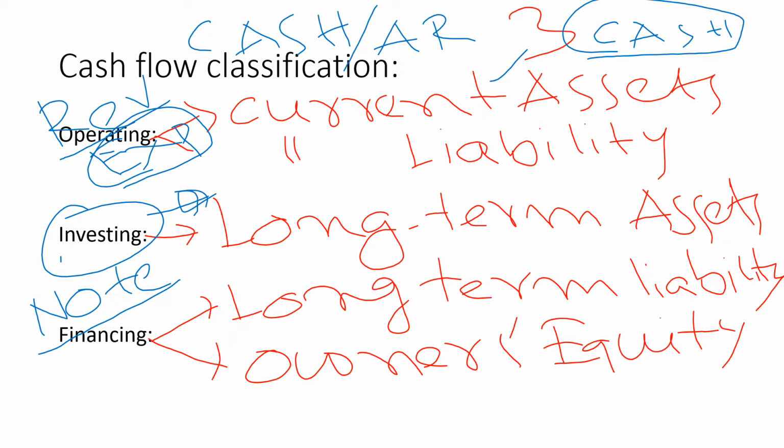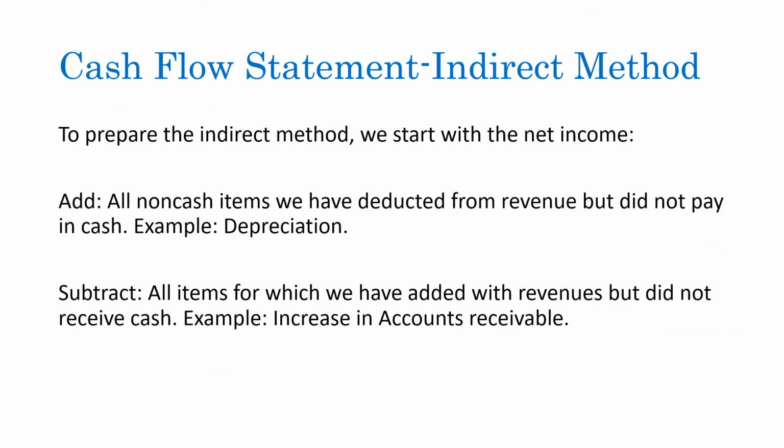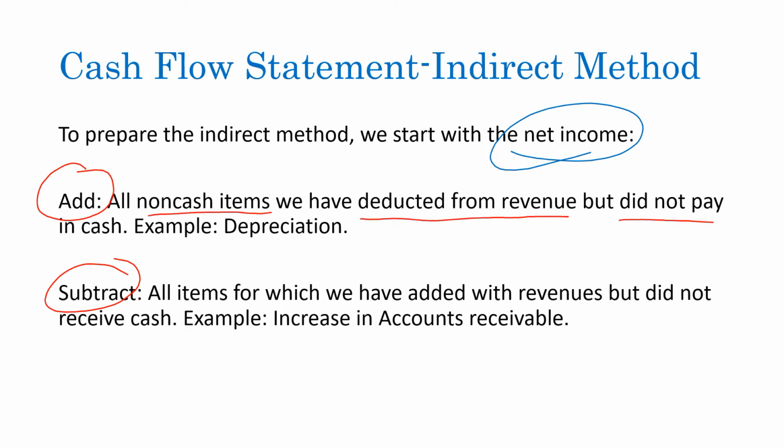And now let's go to the indirect method of cash flow statement. To prepare the indirect method of cash flow statement, we usually start with the net income, and we will have to adjust the non-cash items. We will add all the non-cash items we have deducted from revenue but did not pay in cash. For example, depreciation. From revenue, we have subtracted depreciation, but we did not pay cash. That is why we will have to add back depreciation.